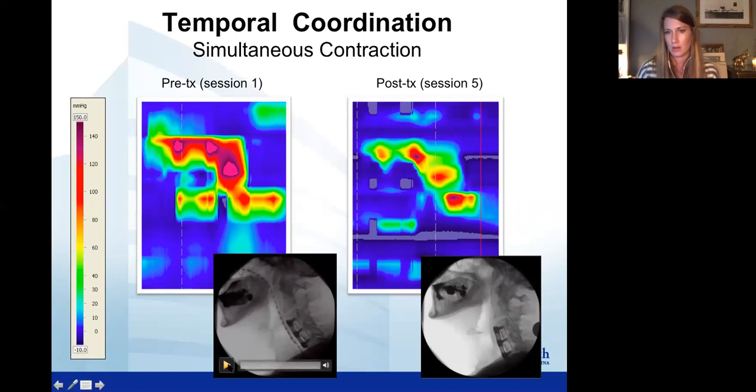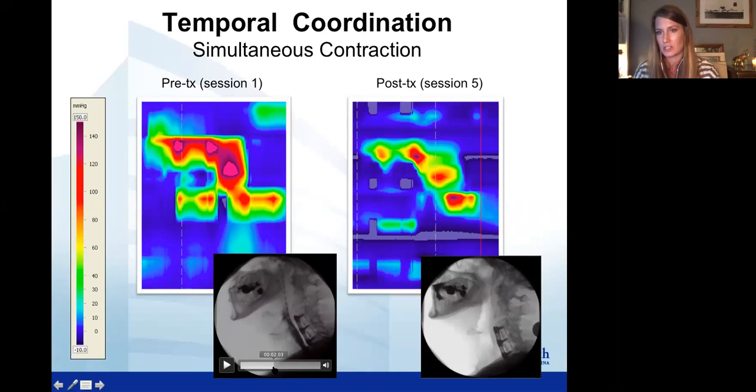And I'm going to play a single swallow here really quickly, but what I want you to pay attention to is the posterior pharyngeal wall. And you'll see that it essentially just contracts all simultaneously, and this is going to result in aspiration. I know that goes really fast and it's rather small, so take my word for it, but that's what's happening here, this sort of simultaneous contraction along the back.